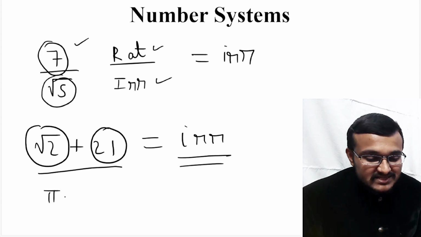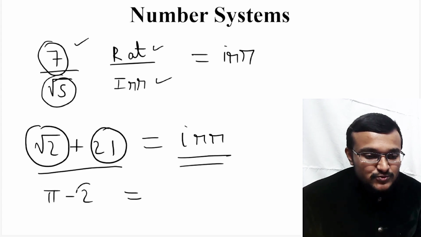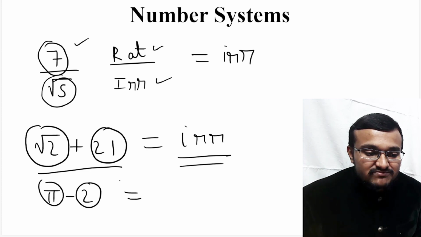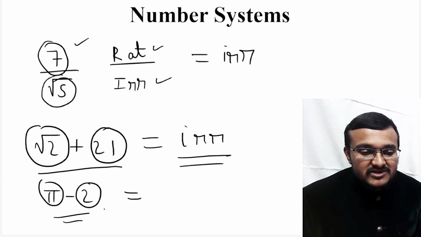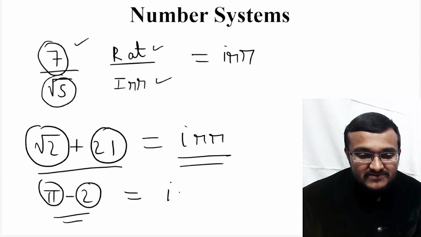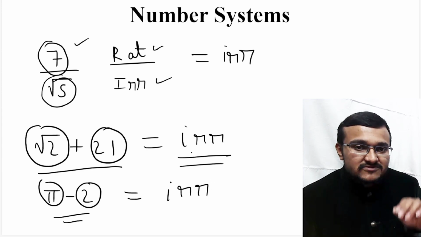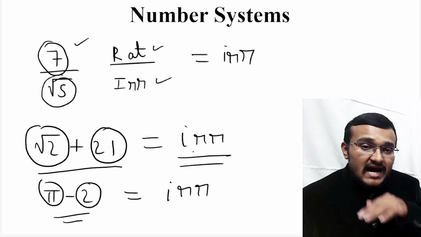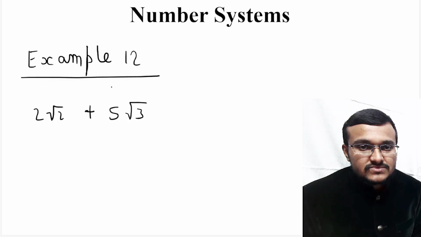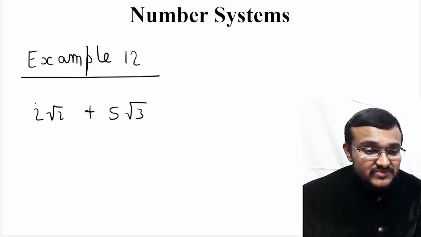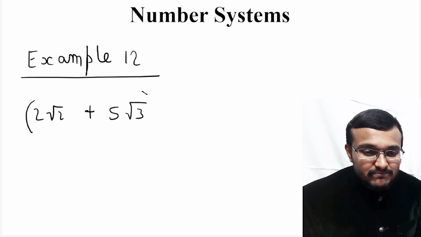Now we have one more example, that is pi minus 2. Here also 2 is a rational number, pi is an irrational number. So the difference between a rational number and an irrational number will always give you an irrational number. So all the numbers which are given in this example 11 are irrational numbers. Now let us look at example 12. Here they have given two numbers.